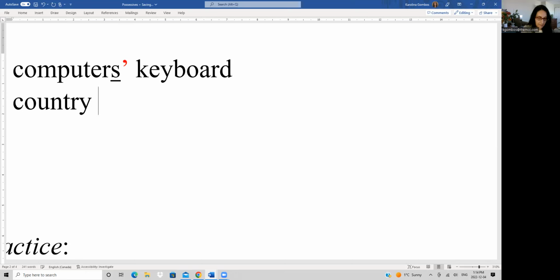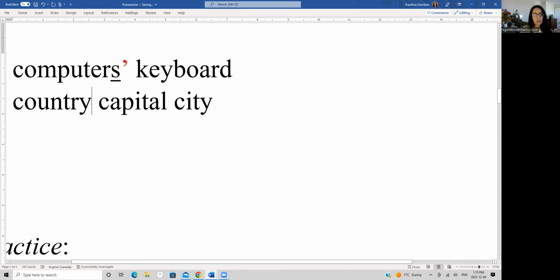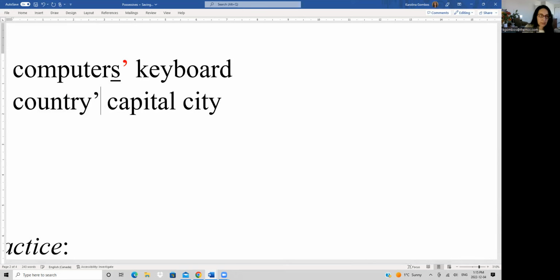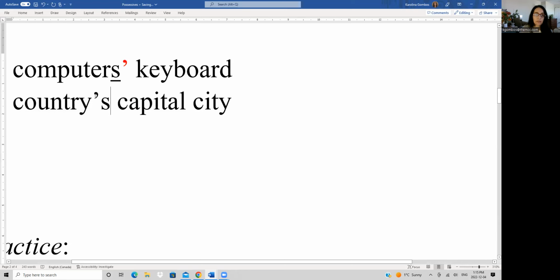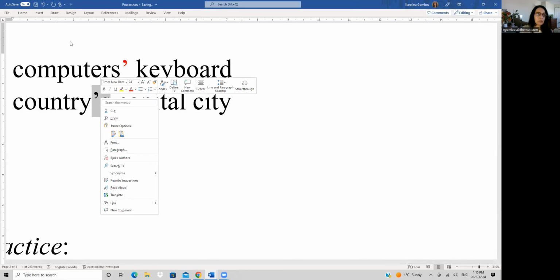Country, capital. Okay, now there is no S at the end of the noun, country. So how do I say that the capital city belongs to the country? I put apostrophe S. The country's capital city is Ottawa. Canada's capital city is Ottawa, for example.